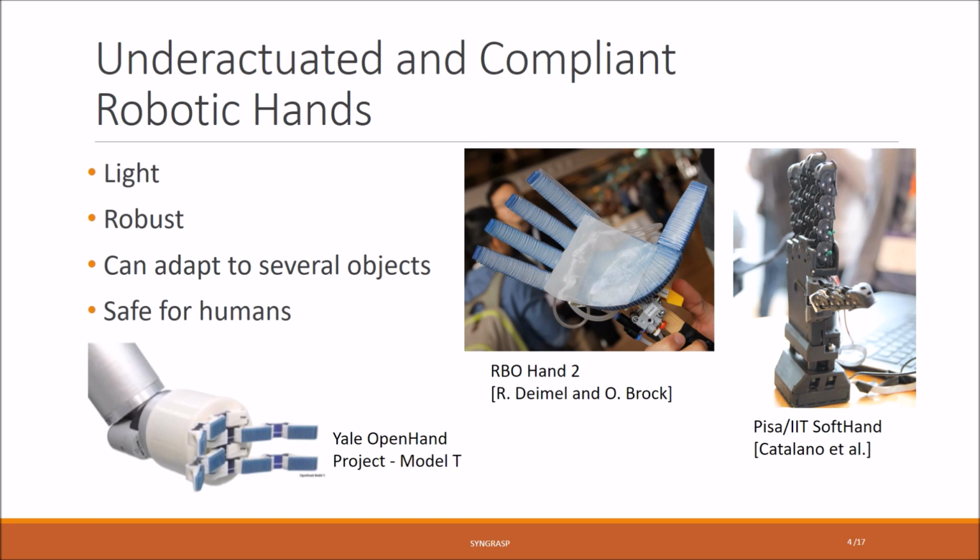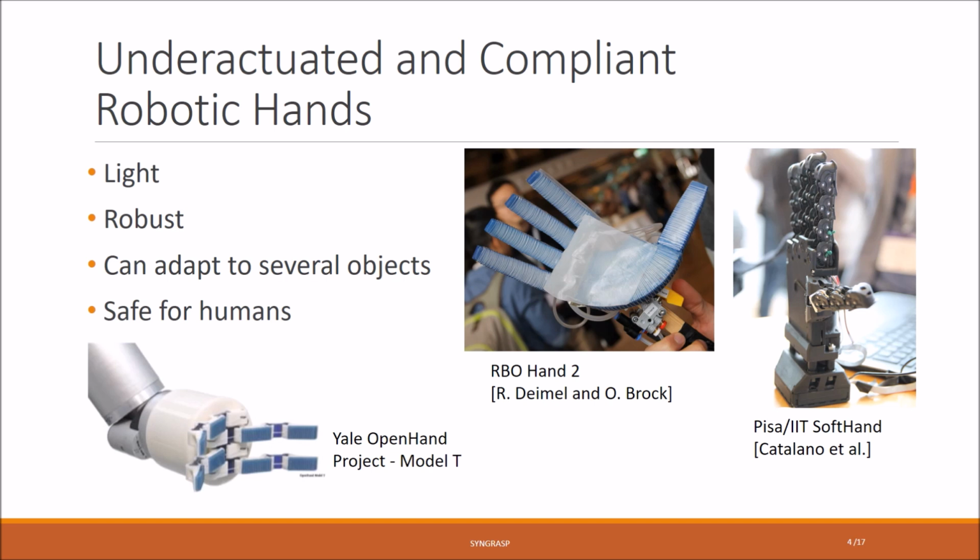The new trend in robotics is to build highly under-actuated and compliant robotic hands. Why? Because these hands are lighter and usually less expensive than the rigid ones, but also because compliant hands enable a robust and safe interaction with the environment and a safe interaction with humans. Moreover, hands such as those that you can see in the slide can adapt to several different objects and so can have very good performances in grasping. In the photos you can see the RBO Hand 2, the Pisa soft hand, and the Model T of the Yale OpenHand Project. These are examples of underactuated and compliant hands.